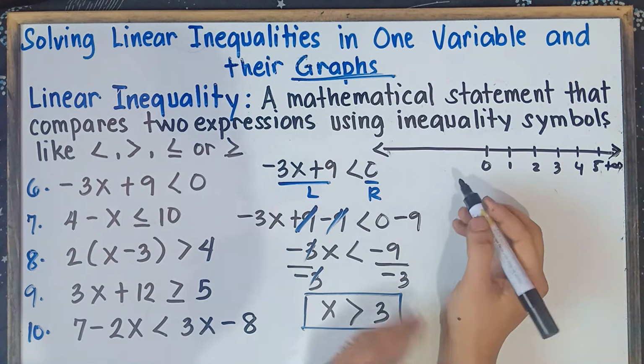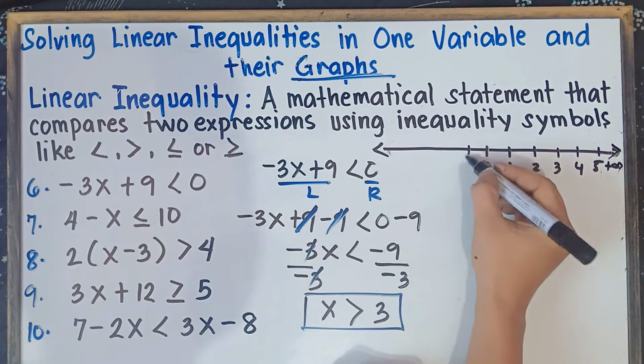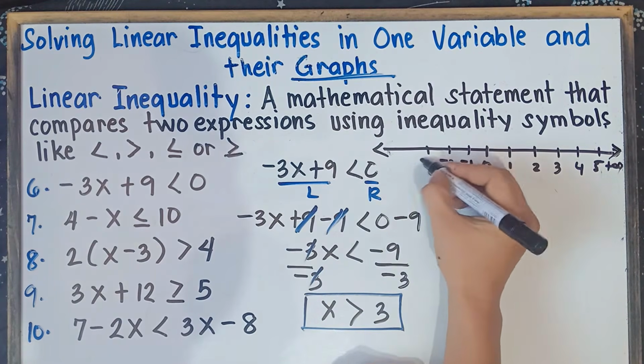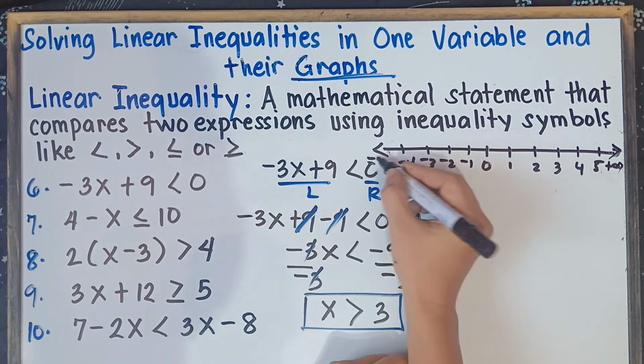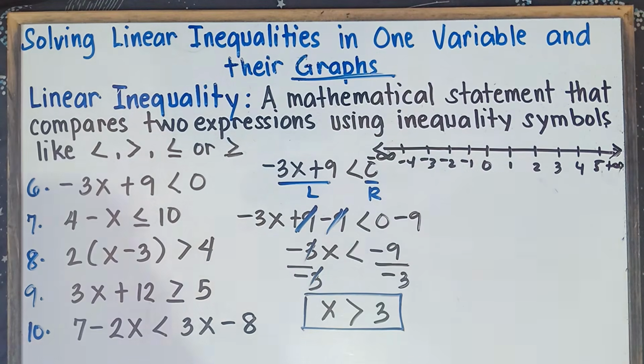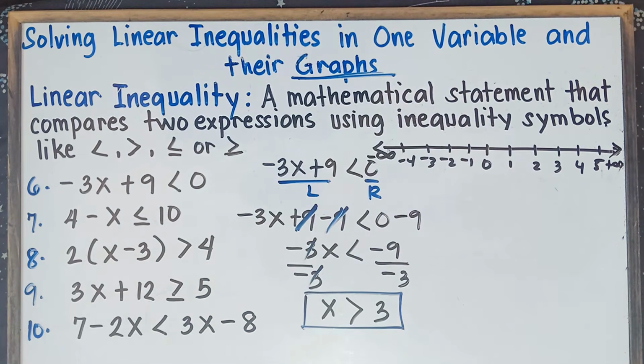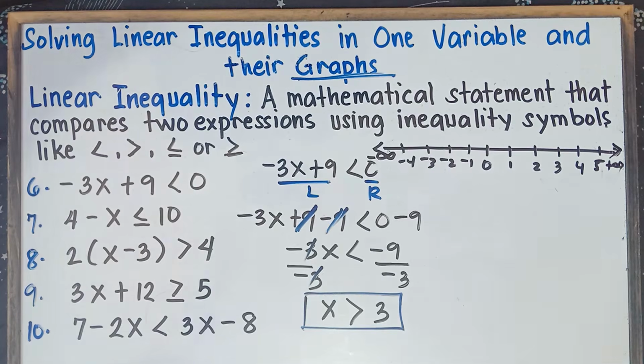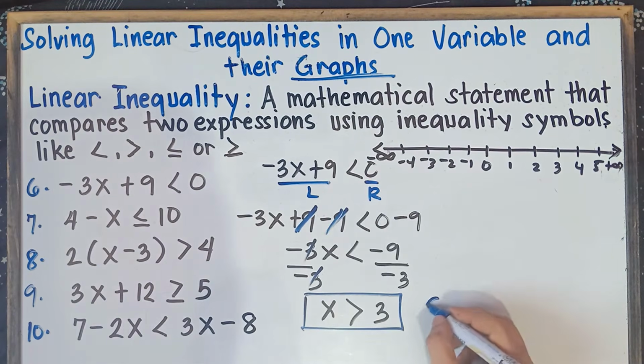And then on the left side, before 0, we have negative 1, negative 2, negative 3, negative 4, up to negative infinity. Alright, now question. Are we using an open circle or a closed circle? That's correct. It should be an open circle.